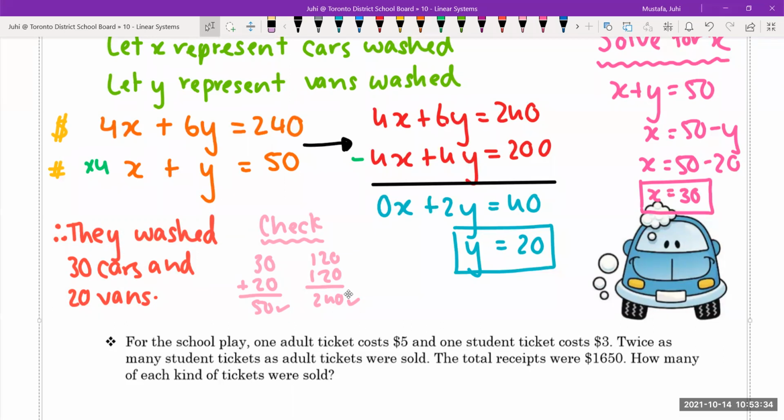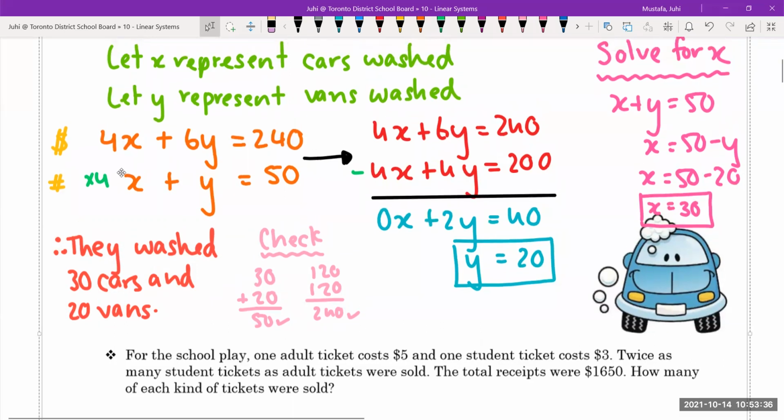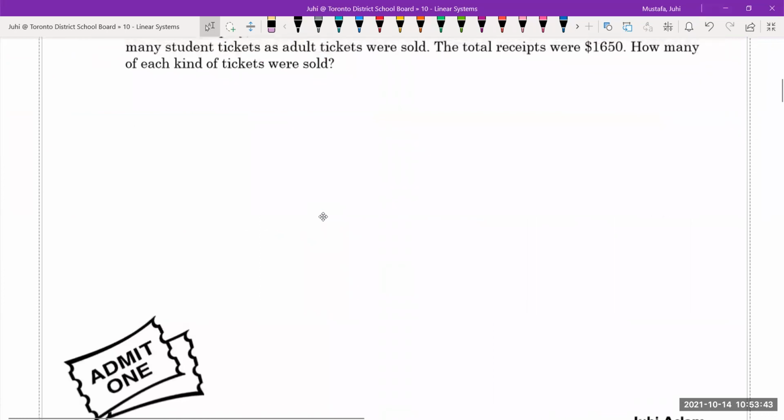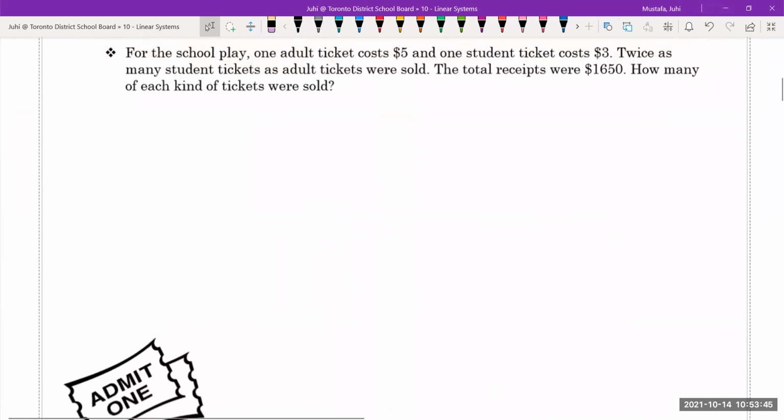Does this example make sense, you guys? And you see the only difference really is that when you're making your equations, one of them is going to be numbers, one of them is going to be value. Okay, let's do our second example, and then you'll have the rest of the time to try the questions. This one has a little tongue twister in there that you're going to have to think about, but nothing we can't handle.